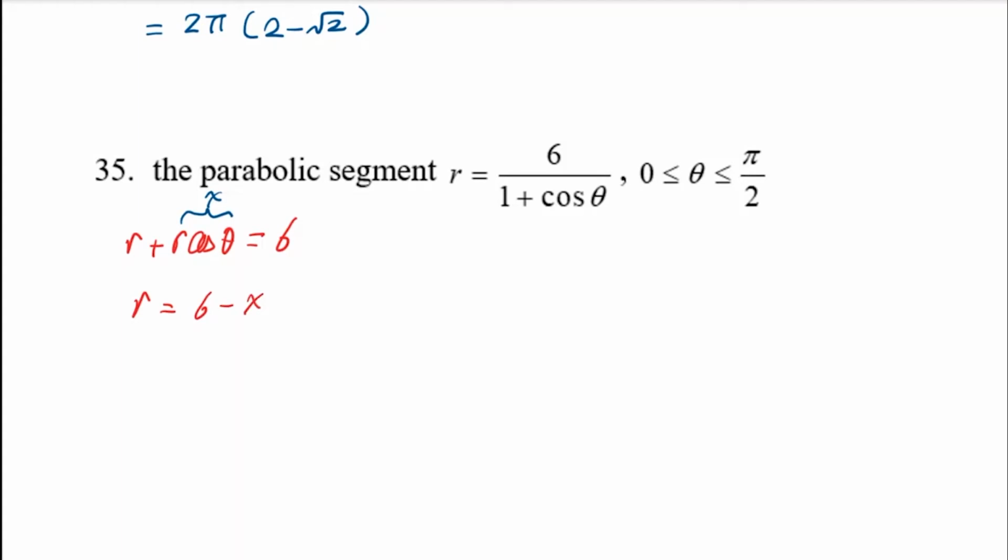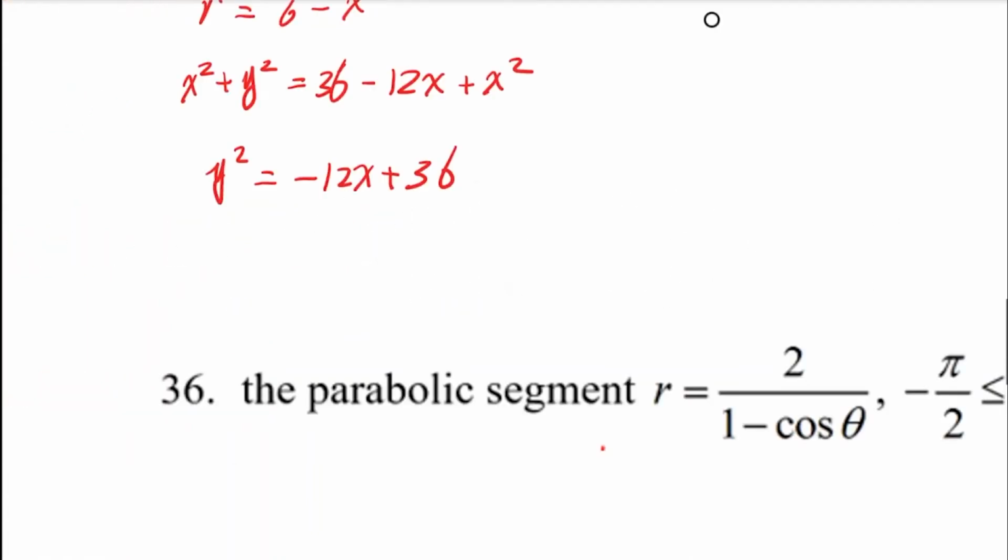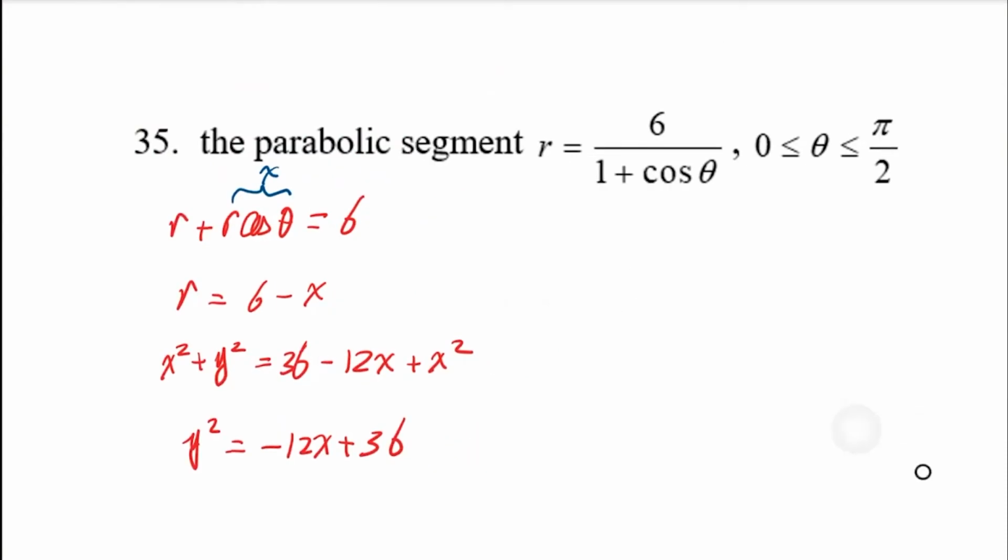Now we square both sides. R squared, of course, is x squared plus y squared, eh? And this thing squared, so 36 minus 12x plus x squared, eh? And x squared cancels, so we have y squared is equal to, let me write it this way, negative 12x plus 36. Do you see this is a parabola now? Wow, this computer is really acting up. You know what I'm saying?